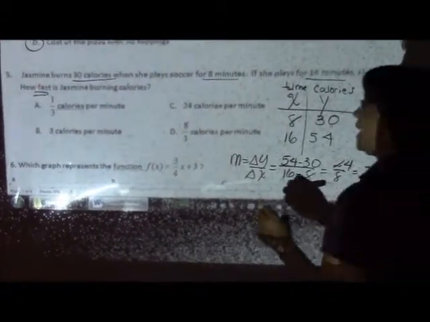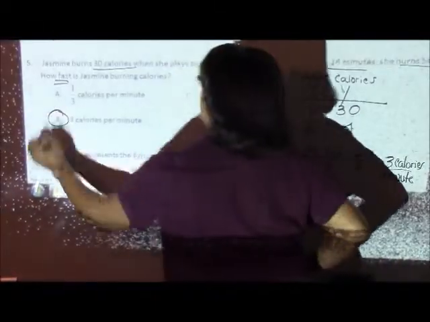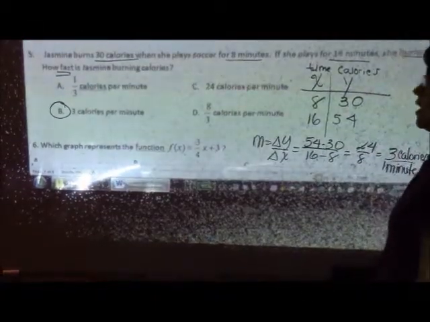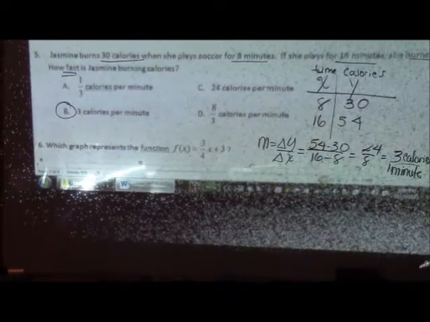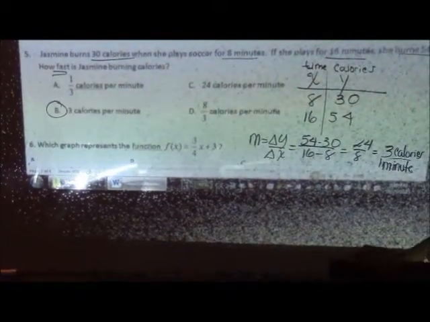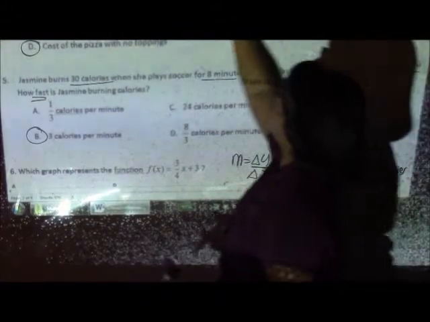So we go over here to A, B, C, or D. It has to be letter B. 3 calories per minute. So now I'm going to go ahead and erase this so that I can cursor down so we can get the rest of your page.